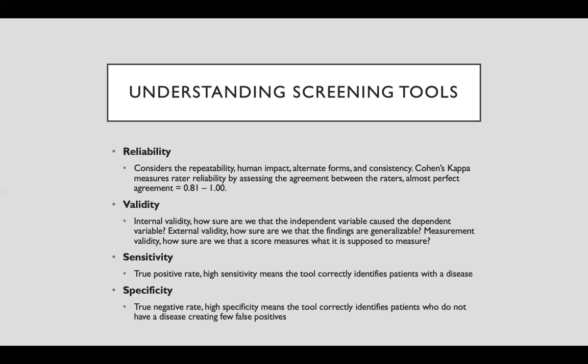Next is sensitivity, which means it's the true positive rate. So a high sensitivity means that the tool correctly identifies patients with a specific disease. On the other hand, there's specificity, which is the true negative rate. A high specificity means that the tool correctly identifies patients who do not have a disease, and that means there will be few false positives.